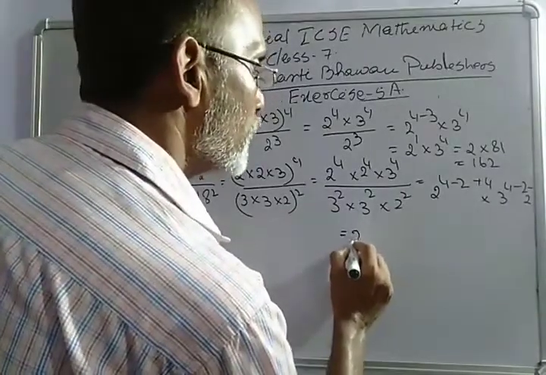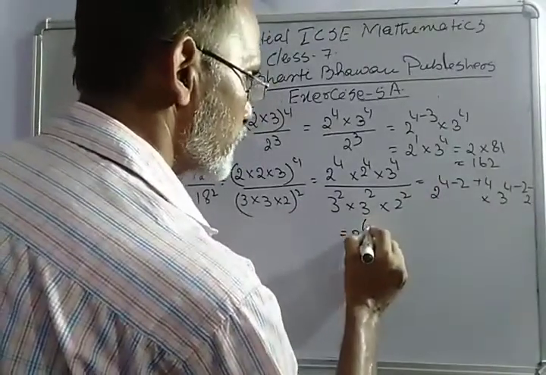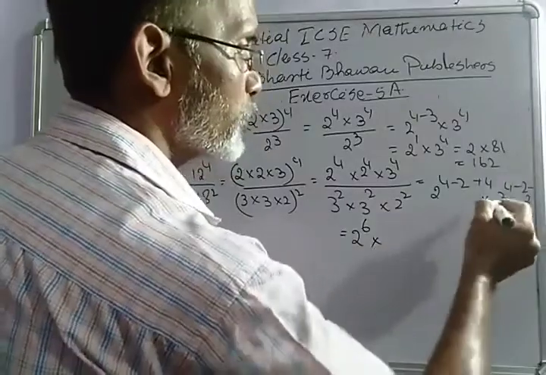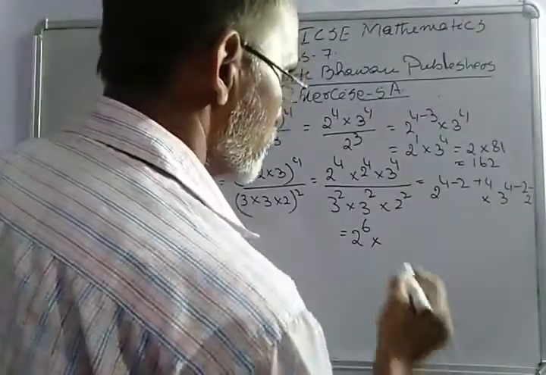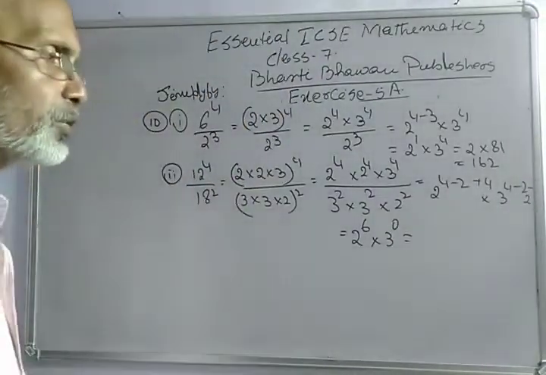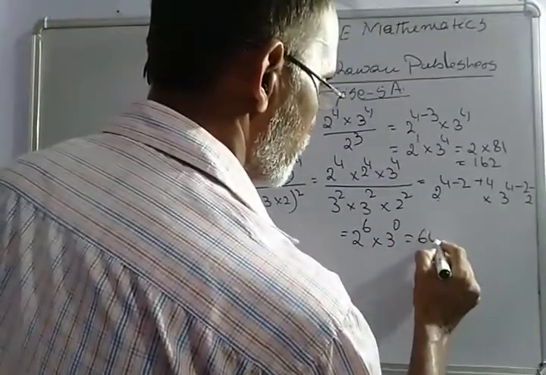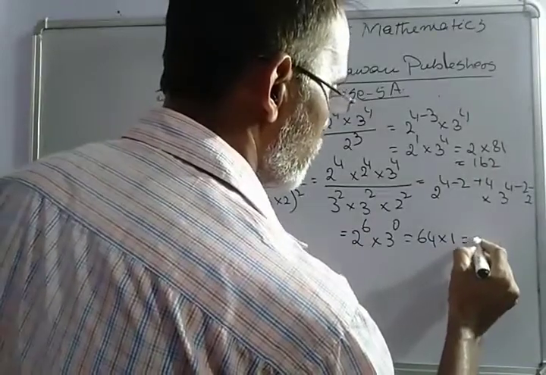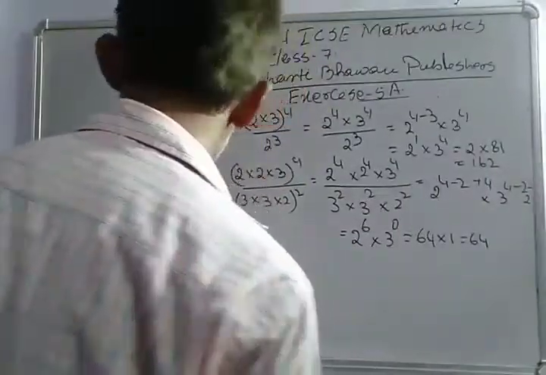So this is equal to 2^(4+4-2), which is 2^6, into 3^(4-4), which is equal to 3^0. So this is equal to 64 × 3^0, which is 1. This is equal to 64.